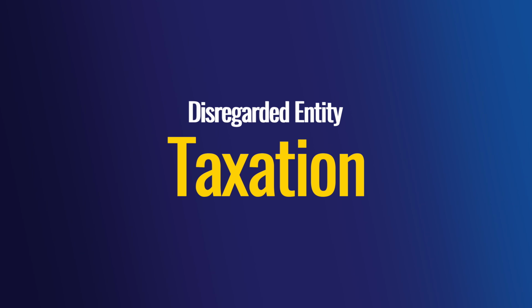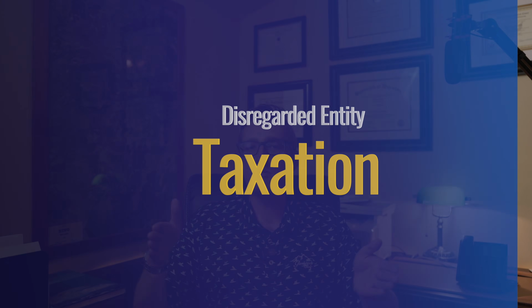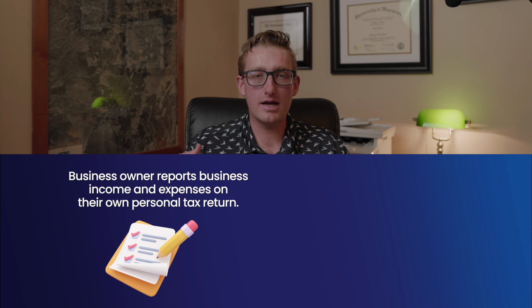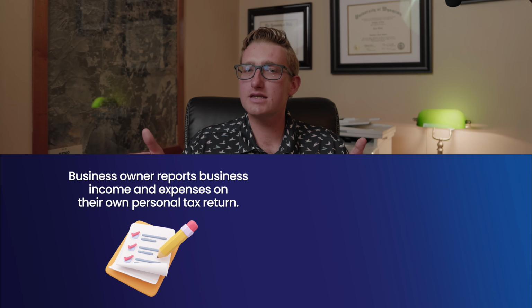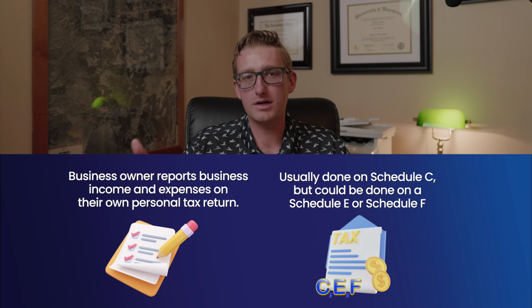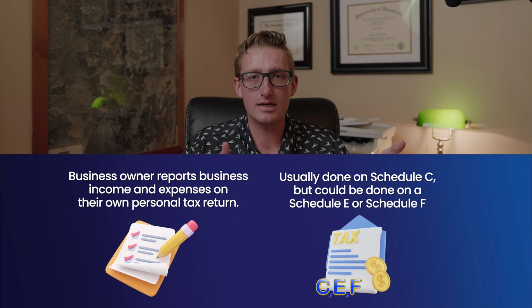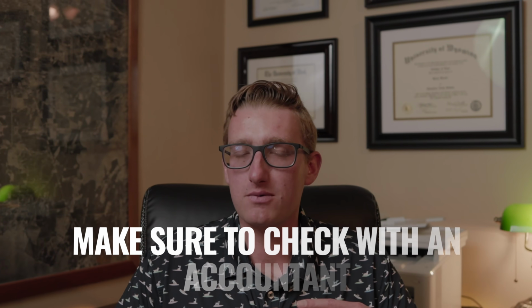With disregarded entity taxation, the business owner reports their income and expenses on their own tax forms. Usually this is done on a Schedule C, but it could also be done on a Schedule E and a Schedule F. But make sure to check with an accountant.